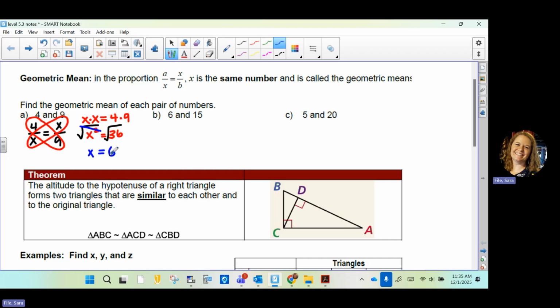1 times 1 is 1. 2 times 2 is 4. 3 times 3 is 9. And then 4 times 4 is 16, 25, 36, 49. You can have a list, if it's helpful to you, of perfect squares. If you can't do that by hand or in your head, again, it's fine. Just type it in the calculator and it will tell you the square root of 36 is 6.